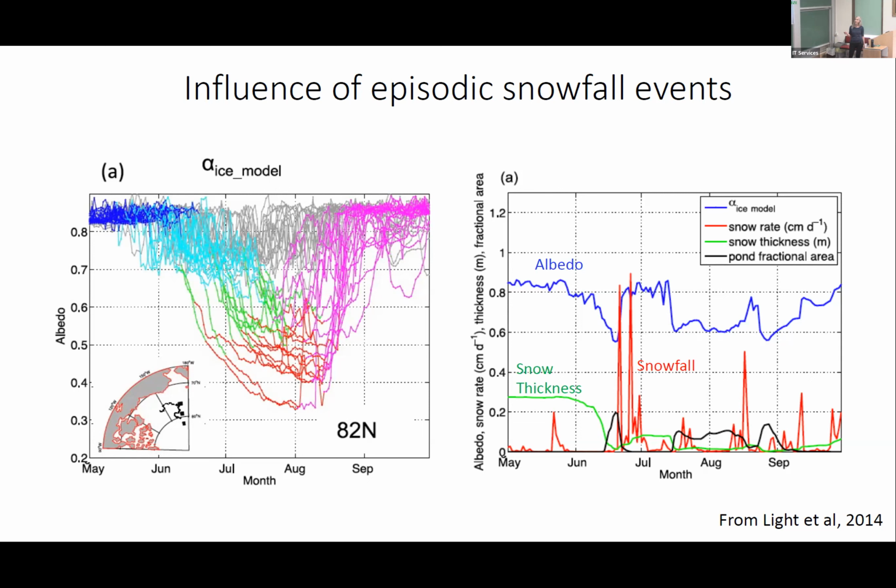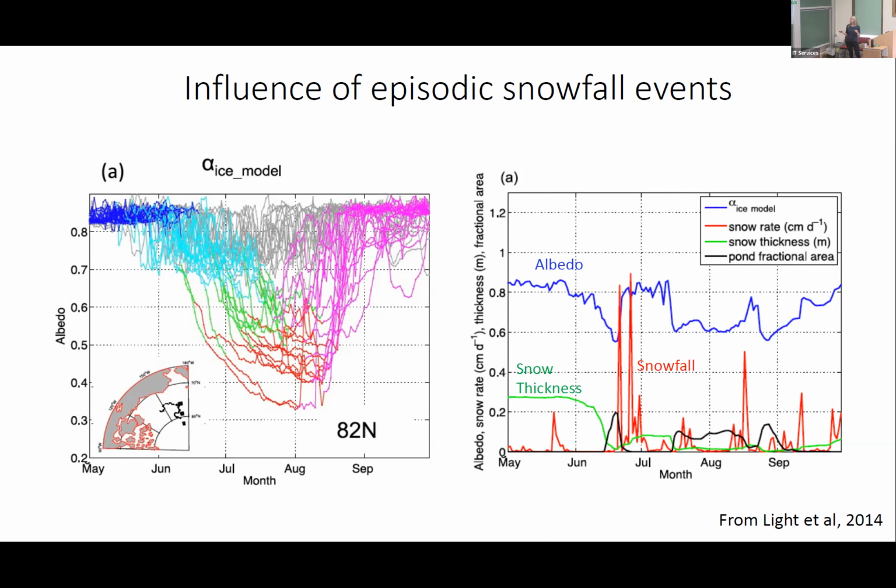So you can see these gray lines are all years at which the albedo never drops below about 0.7. So what's going on in those years in this model? It's the impact of these episodic snowfall events in the model. So basically, this is just showing for one point, just a sample time series. The albedo, kind of marching along at this high, bright snow-covered value.